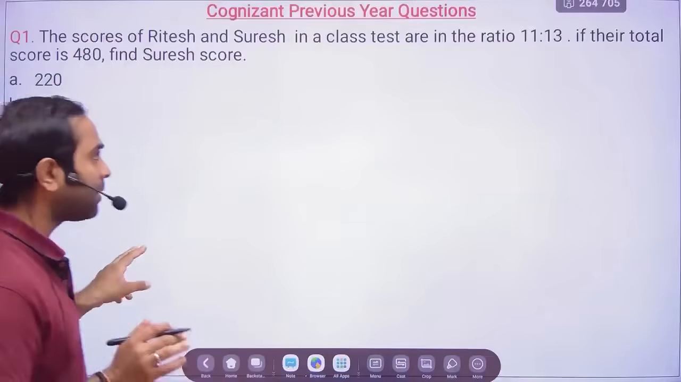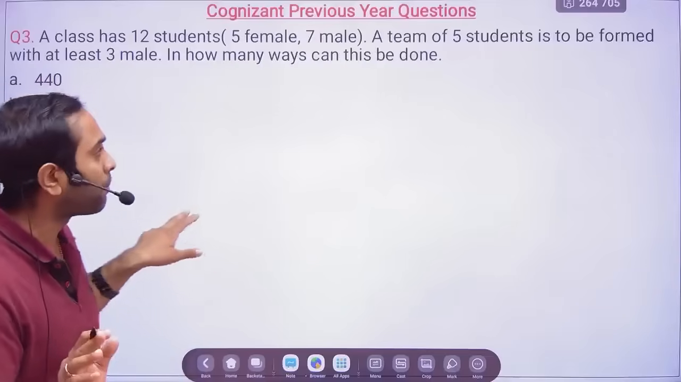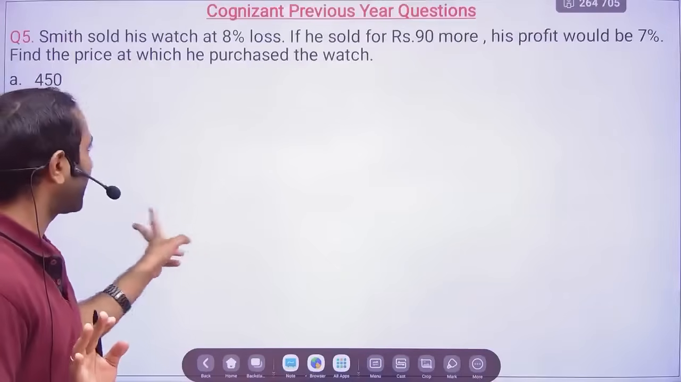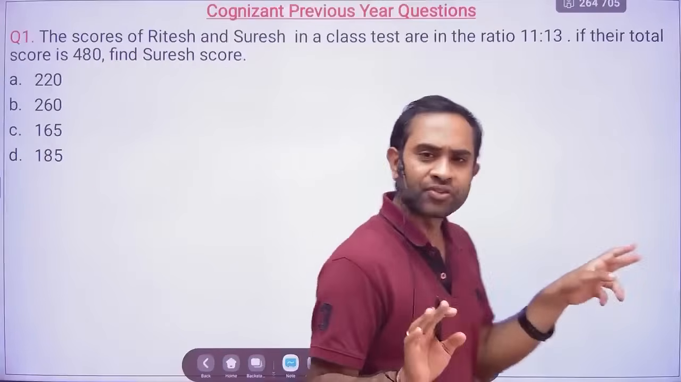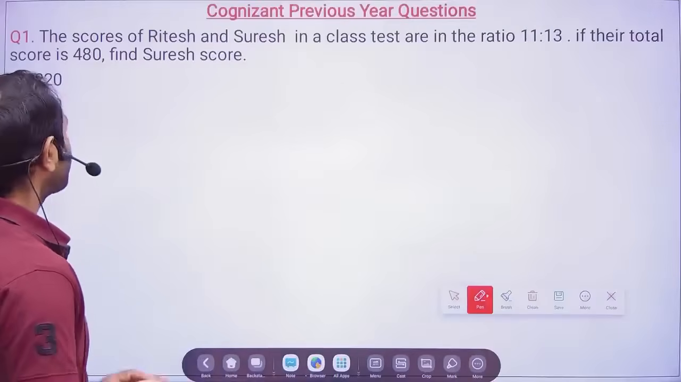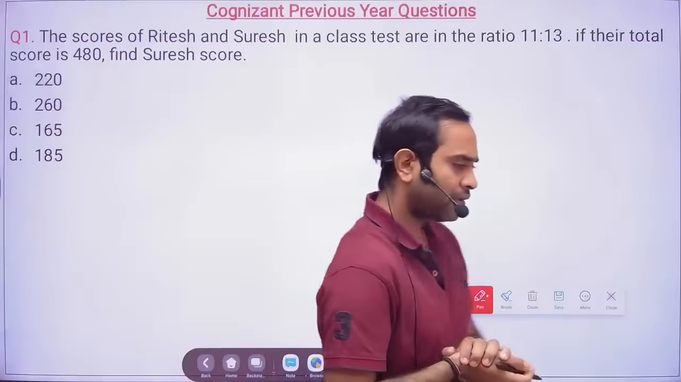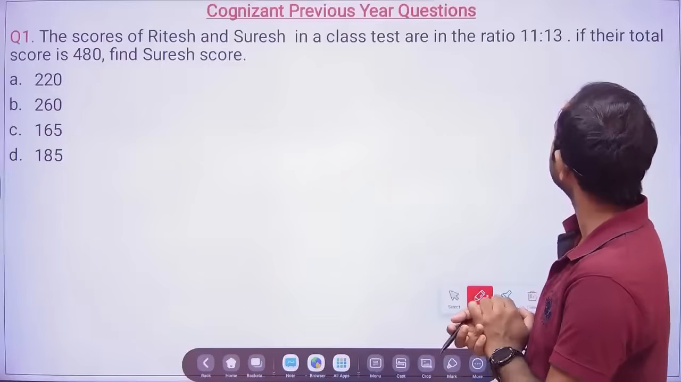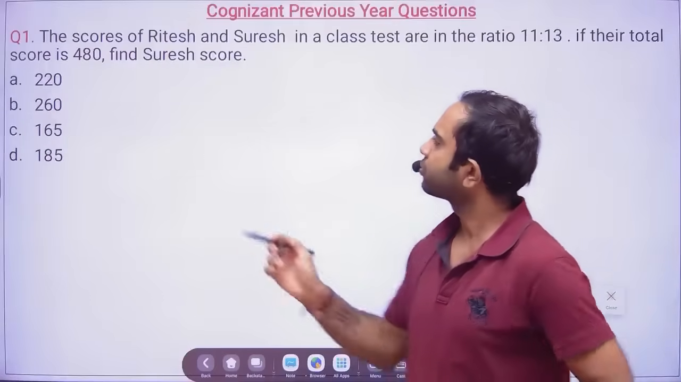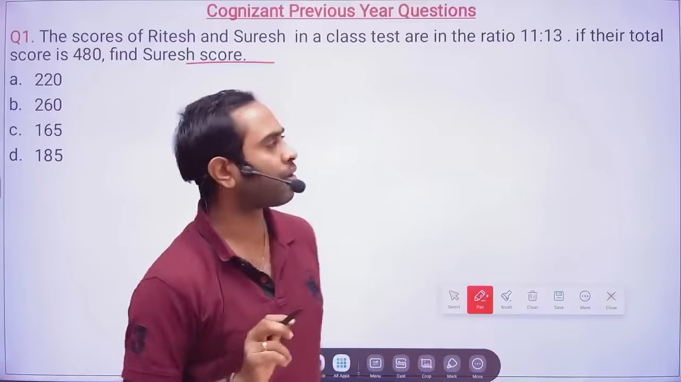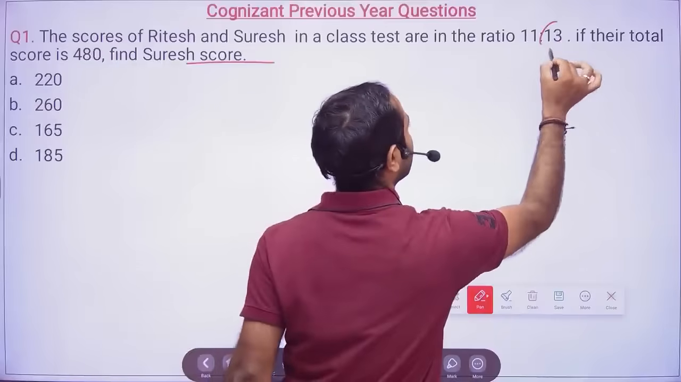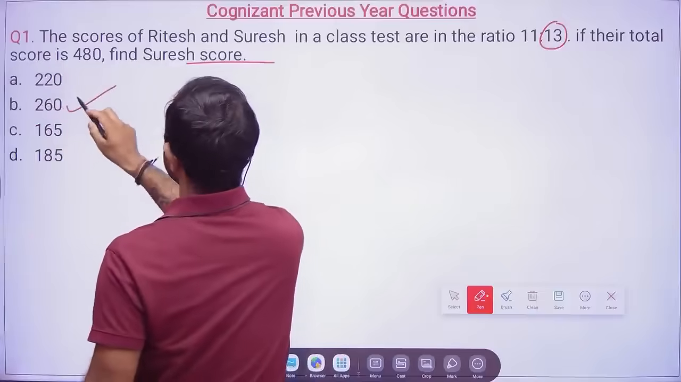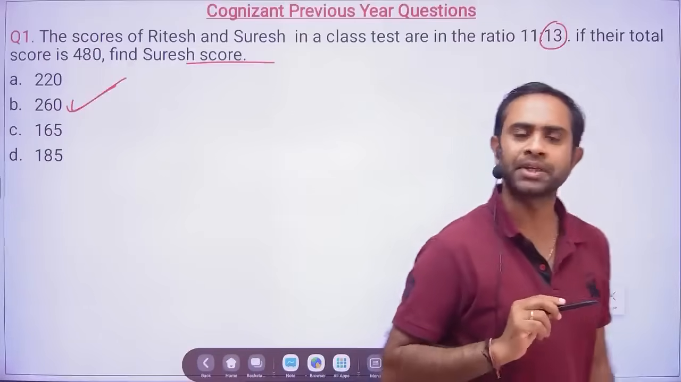So it is very important for you to solve the previous year questions. That will be very much sufficient if you go and write the examination. So we are going to solve many questions today. Question number 1: the scores of Ritesh and Suresh in a class test are in the ratio of 11:13. If their total score is 480, then find the score of Suresh. Suresh is 13. Now just check if there is any option which is divisible by 13, which I could see only option B. Option B will become the correct answer.